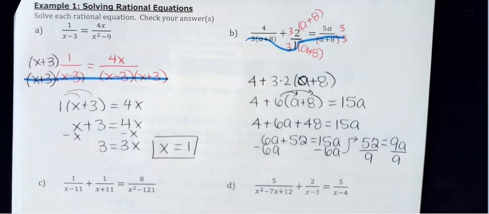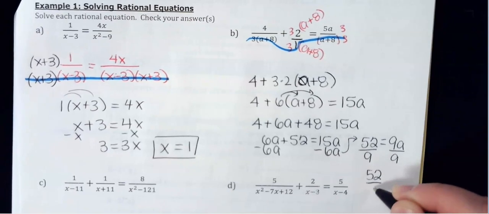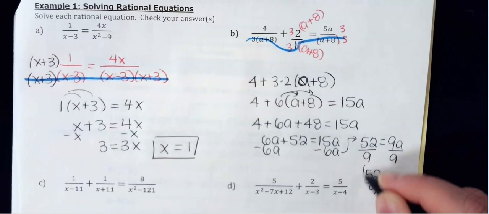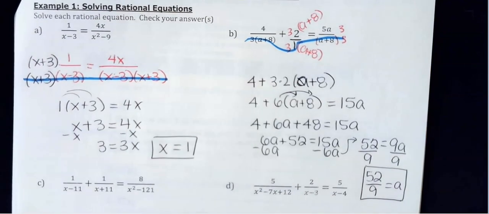And that actually doesn't reduce either. So I would just leave that 52 over 9 as your answer there. And as long as it doesn't make a denominator 0, then we're good. The problem number there would be a -8, and that's not what we got, so we're good.